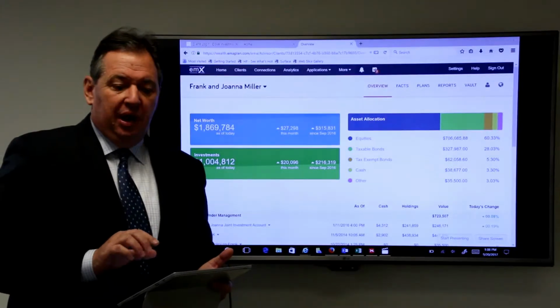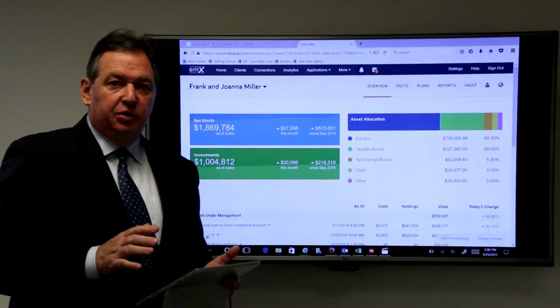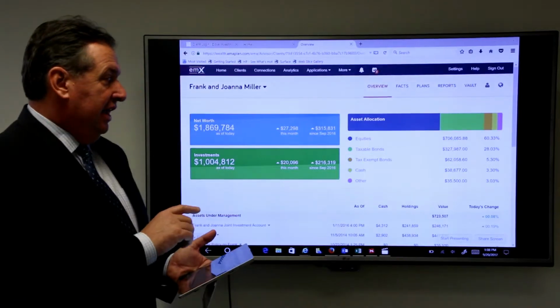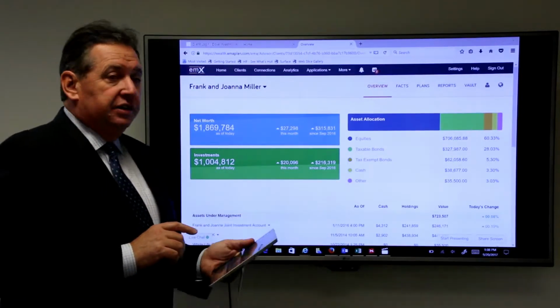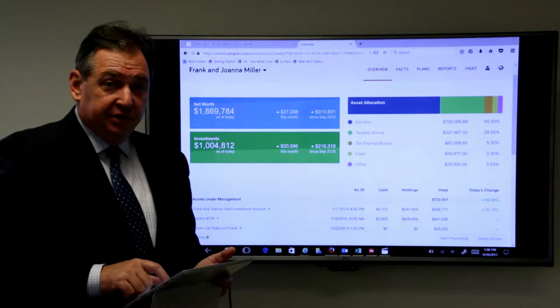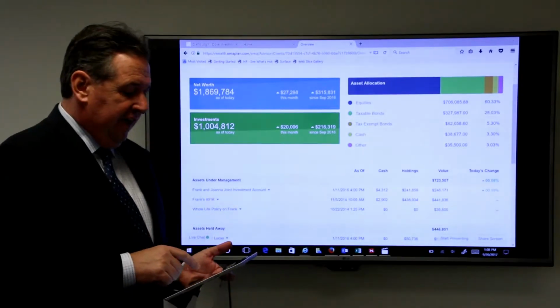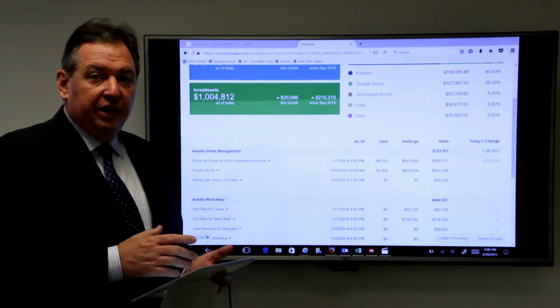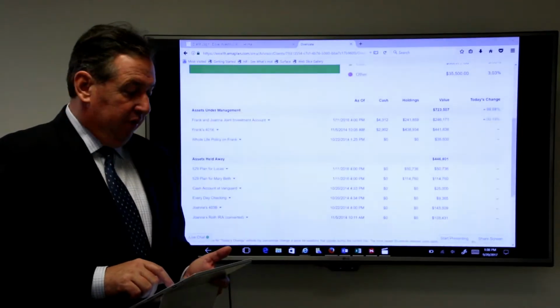This is what I see, and what I like about this is it gives me a great picture overall of what to look at. I can see how many equities or stocks, taxable bonds, municipal bonds or tax-exempt bonds on the right-hand side, cash and other investments. And then we can also see a breakdown of all the accounts and where everything's at.